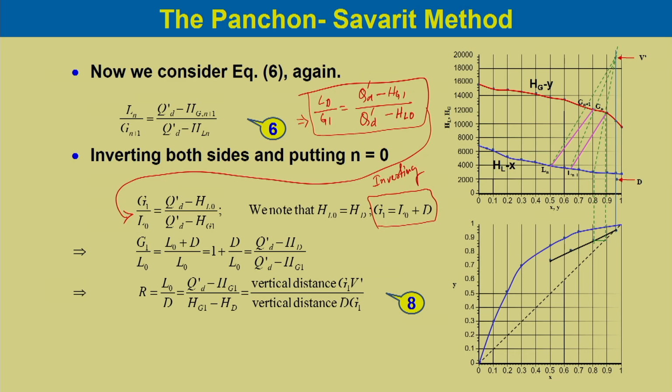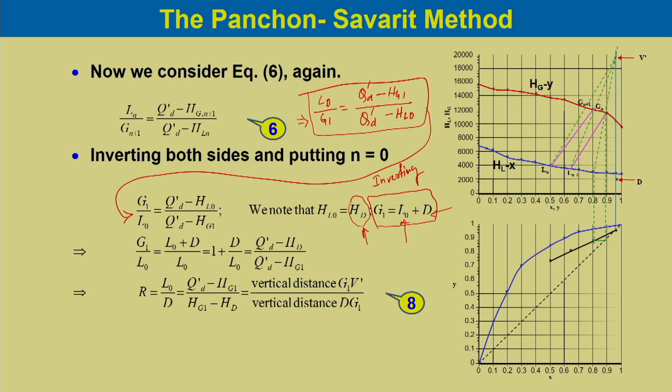We note that HL naught would be Hd and G1 would be L naught plus D. If you do the material balance for envelope 1, recalling our tray column considered at the beginning, the vapor going up from tray 1 is condensed and distillate is taken out, and the reflux L naught is returned to the column. So G1 would be equal to L naught plus D, and HL naught would be the same enthalpy as the distillate taken out, Hd.